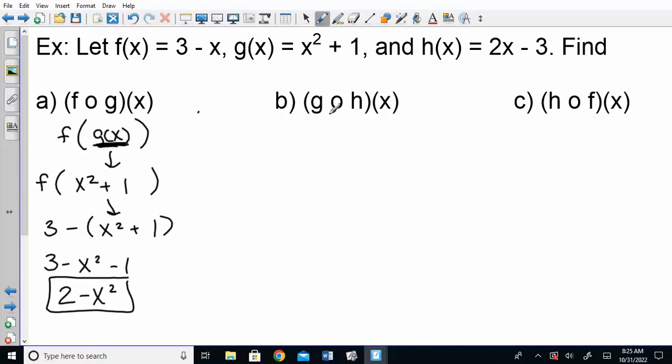Let's see. So g composed with h. So that means g of h of x. You start on the inside. So we're starting with h of x. What is h of x? 2x minus 3.